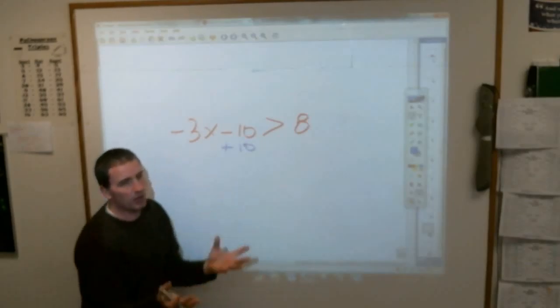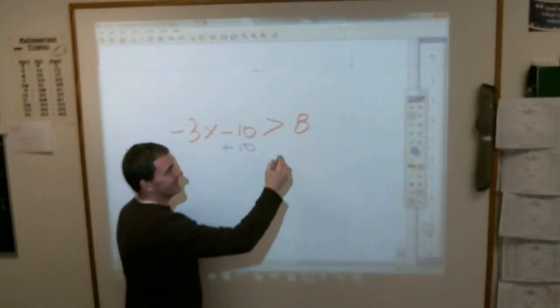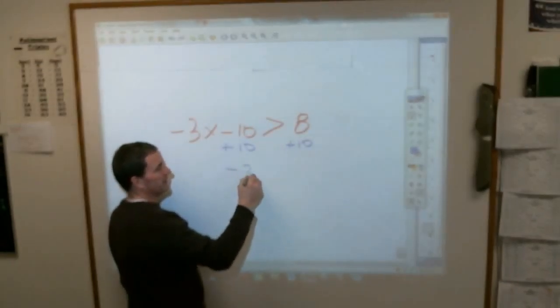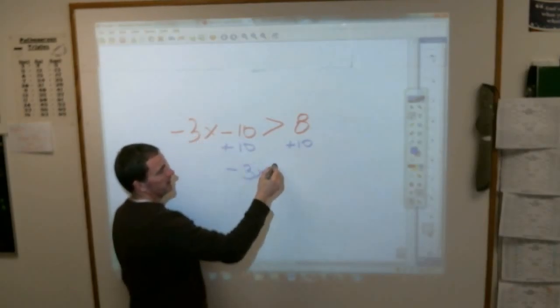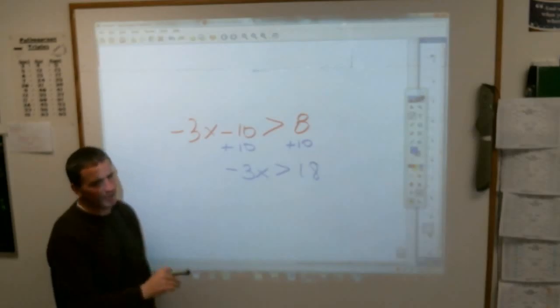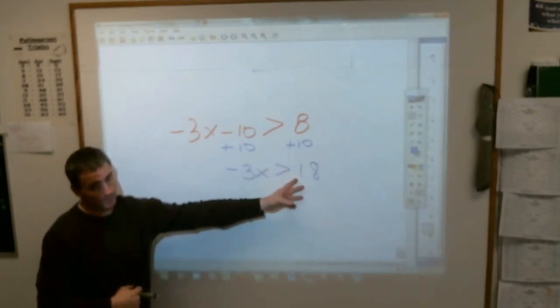Now notice I am not multiplying or dividing. This sign does not change because I add 10 to both sides. It stays exactly the same. Okay? I end up with now a negative 3x, it's still there, is greater than 18. The sign did not change. I can add and subtract all I want. This sign will not change. It's only when I multiply or divide by a negative.